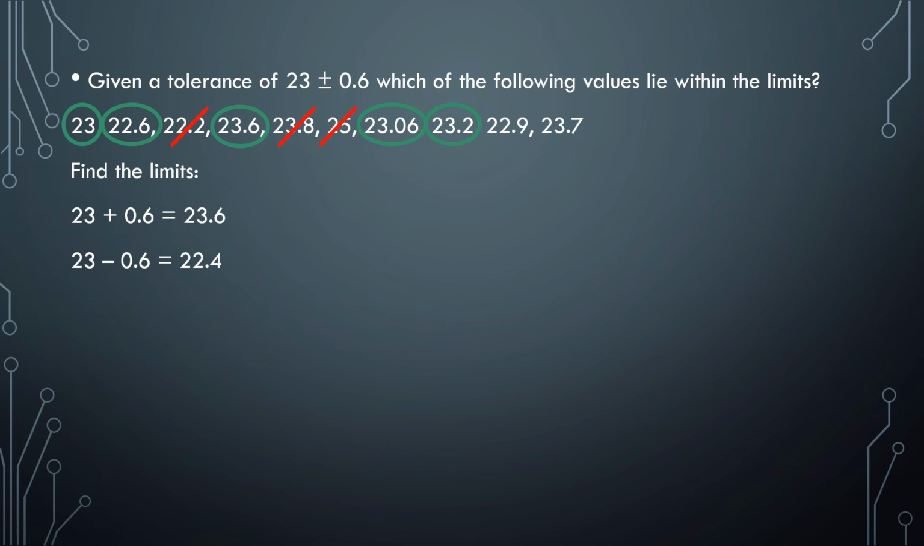Looking at the next one, I've got 22.9. Well, that's just a little bit less than 23, but it's not as low as 22.4, so that one's good to stay. And 23.7 is just more than 23.6, and so we don't keep that one.